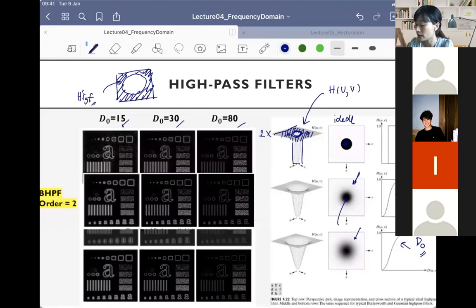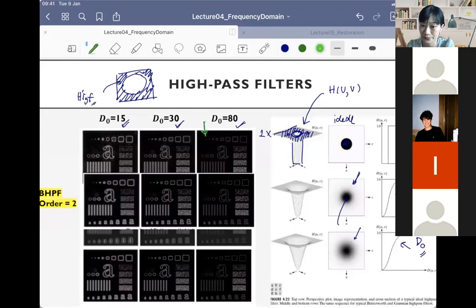So you have seen that when we increase the cutoff frequency, the information is getting less and less.